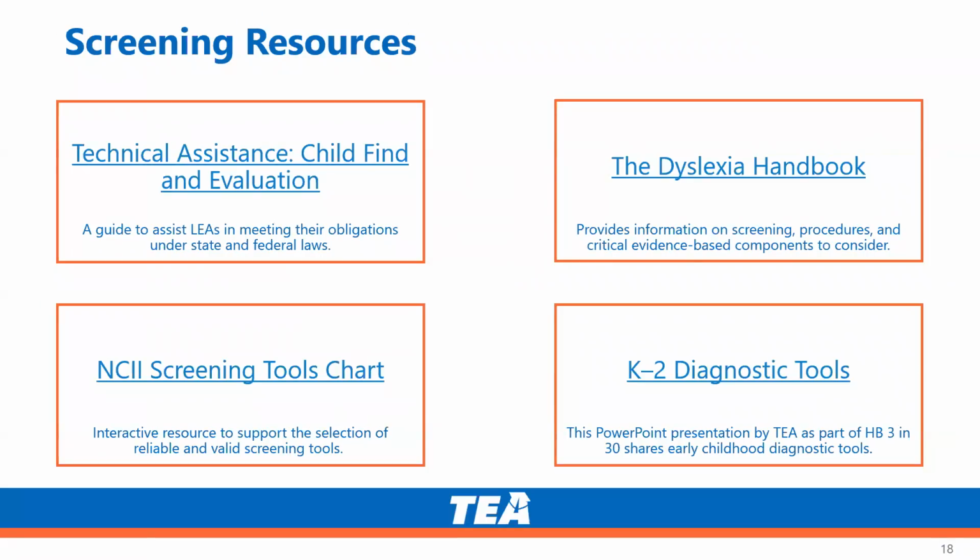First is the Technical Assistance Child Find and Evaluation Guide. This guide was designed to assist LEAs in meeting their obligations under state and federal laws regarding screening of at-risk students. The Dyslexia Handbook provides additional information about screening with critical evidence-based components to consider. Third, the National Center on Intensive Intervention mentioned previously provides users with a screening tool chart that can be helpful in selecting the appropriate screening tools for your students. Finally, TEA staff shared a presentation as part of its HB 3 and 30 web video series called K2 Diagnostic Tools that provides useful information about early childhood assessment resources.